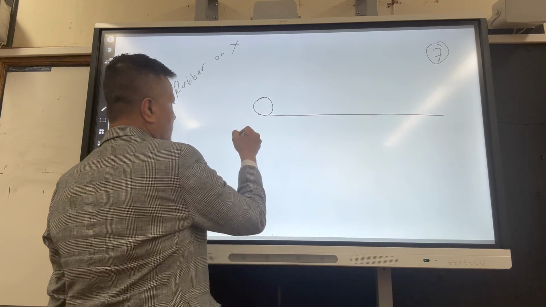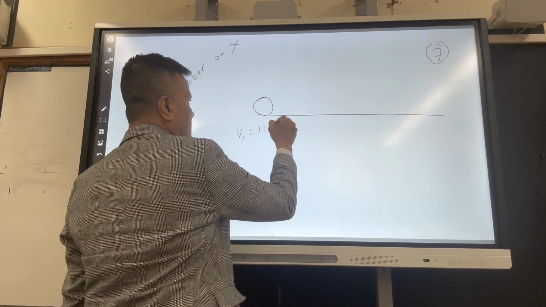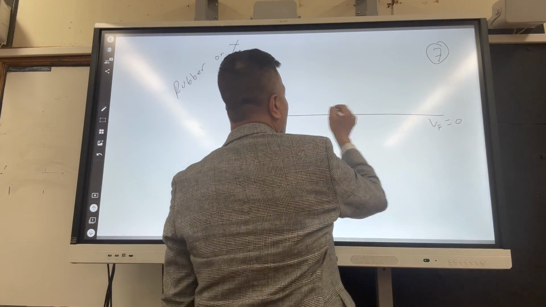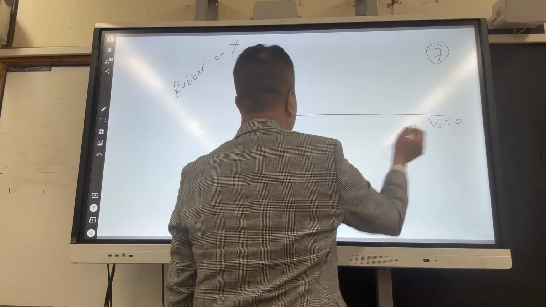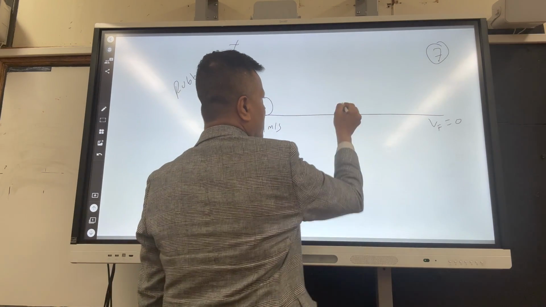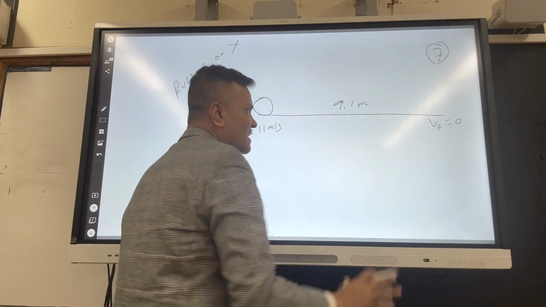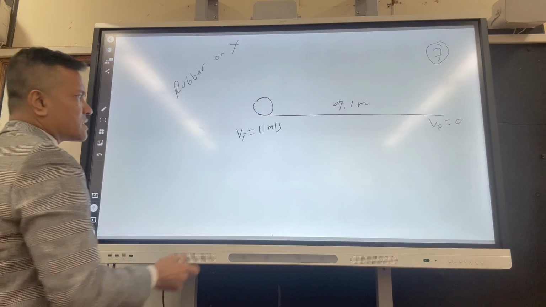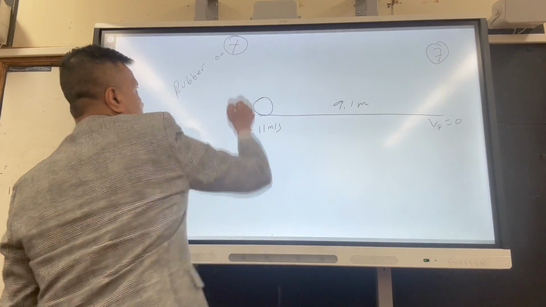So I gave you the velocity. Velocity is 11 meters per second. I gave you the final velocity. Final velocity is 0. I gave you the distance from initial velocity to final velocity, which is 9.1 meters. Okay, I gave you almost everything, right? I wanted you to find what type of surface it is, what X is.